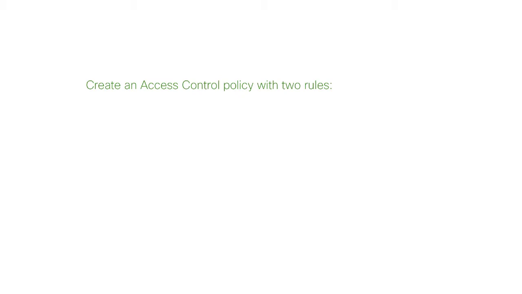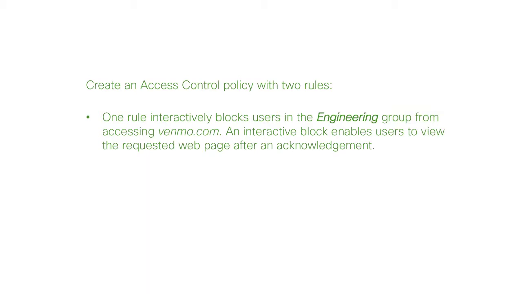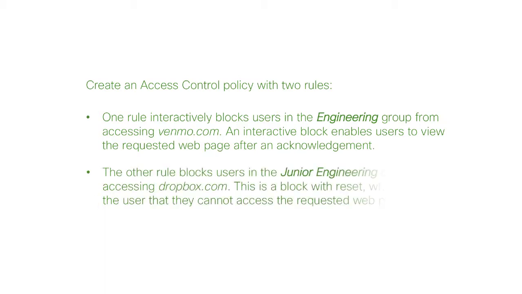One rule interactively blocks users in the engineering group from accessing Venmo.com. An interactive block enables users to view the requested web page after an acknowledgement. The other rule blocks users in the junior engineering group from accessing Dropbox.com. This is a block with reset, which notifies the user that they cannot access the requested web page.